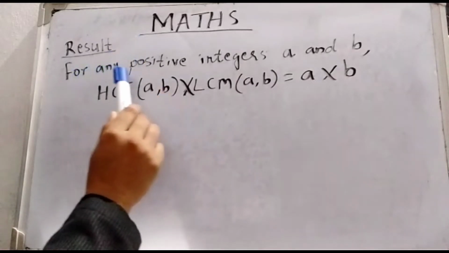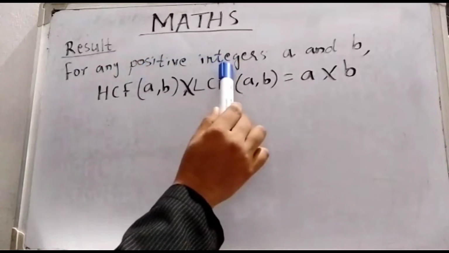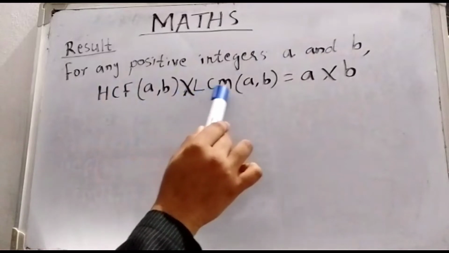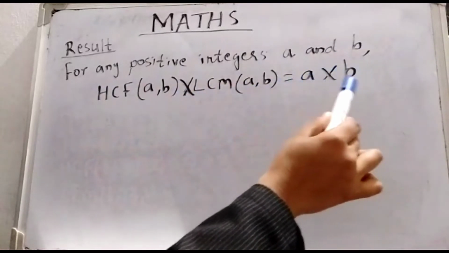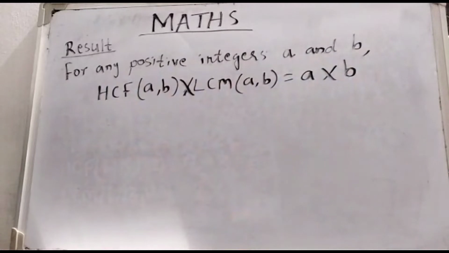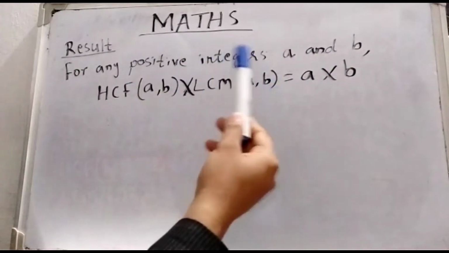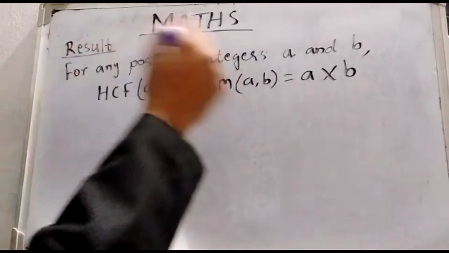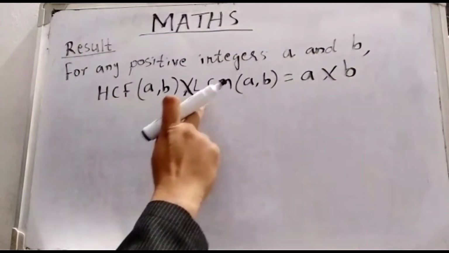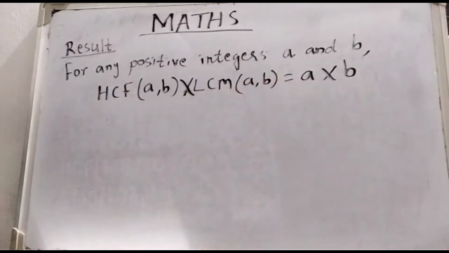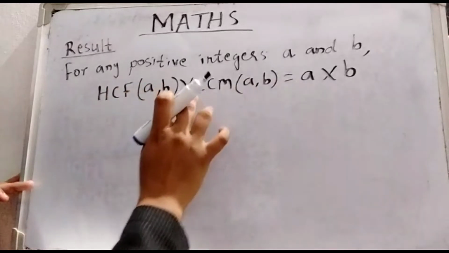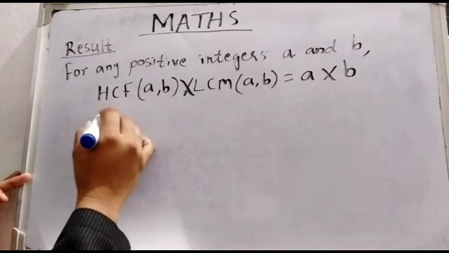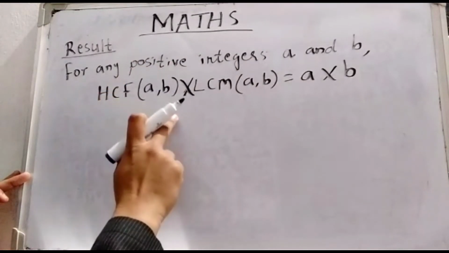For any two positive integers A and B, HCF of A and B into LCM of A and B is equal to A into B, that is, the product of the two numbers. We can discuss this by using an example. Before that, let me explain: this is for any two positive integers.